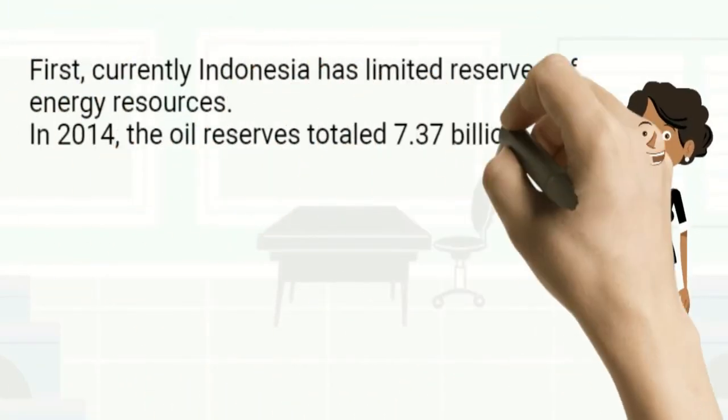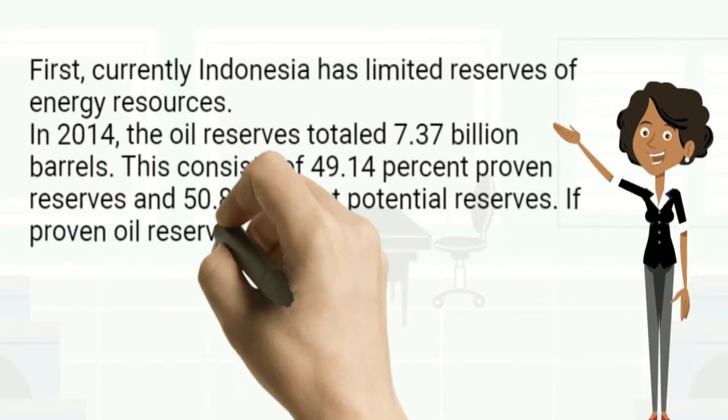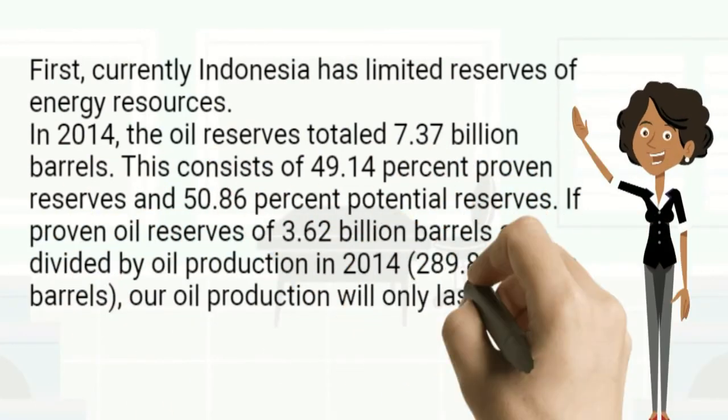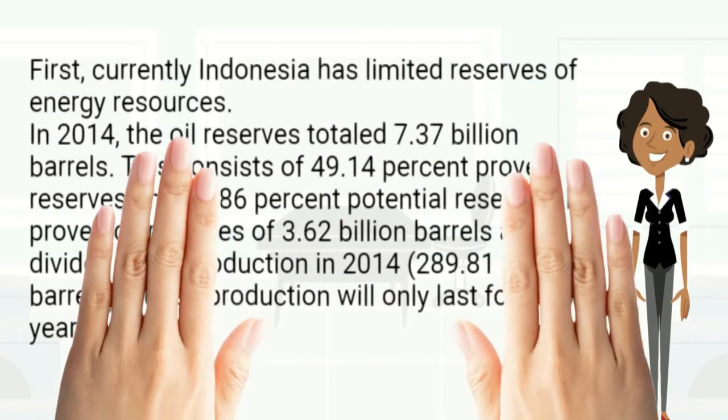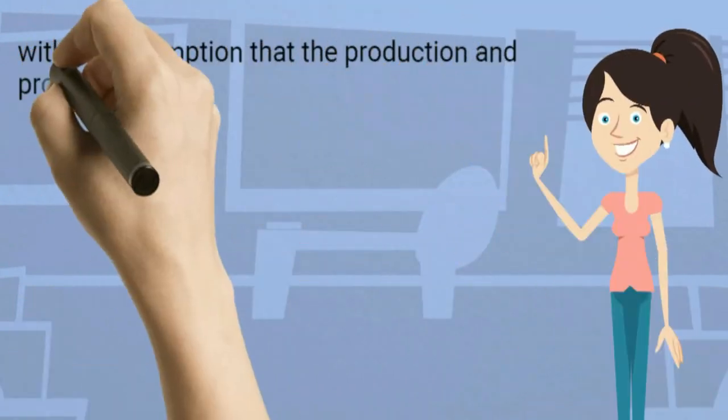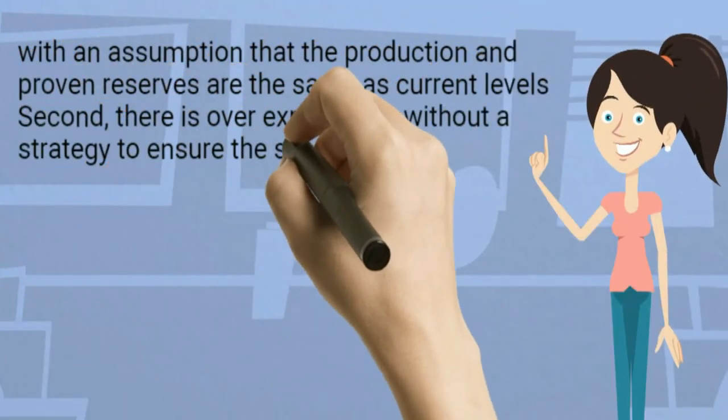First, currently Indonesia has limited reserves of energy resources. In 2014, the oil reserves totaled 7.37 billion barrels. This consists of 49.14% proven reserves and 50.86% potential reserves. If proven oil reserves of 3.62 billion barrels are divided by oil production in 2014, 289.81 million barrels, our oil production will only last for 12.5 years, with an assumption that the production and proven reserves are the same as current levels.